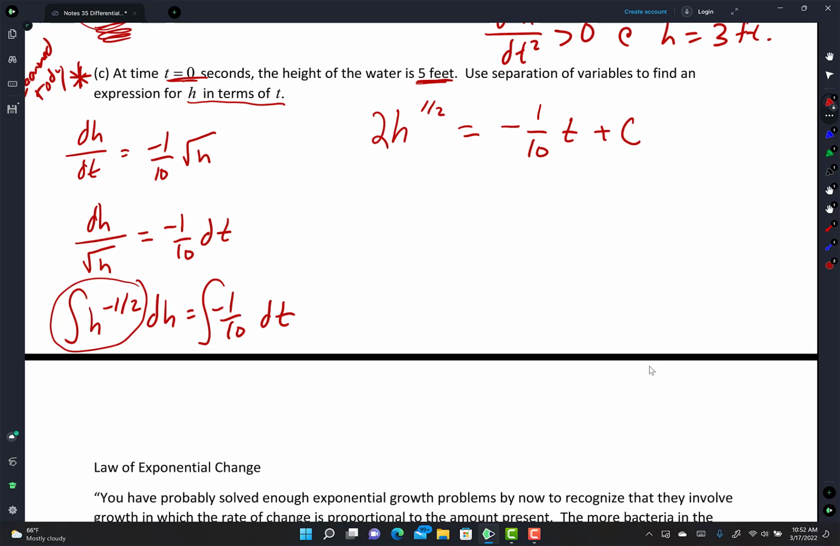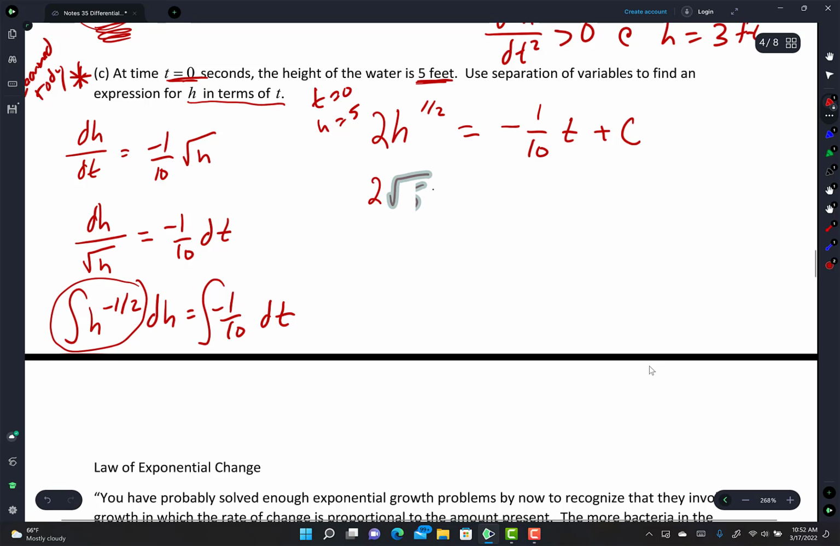All right, here we go. I know this much. When time is 0, water is 5. So h is 5. So that's what I'm going to plug in. Are we okay? So I'm going to go 2 square root of 5. Is everyone okay with why I wrote square root there? h to the half is square root, right?